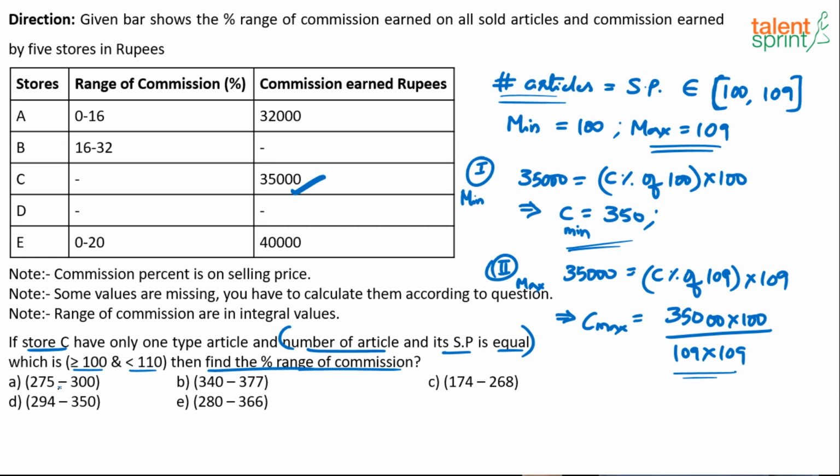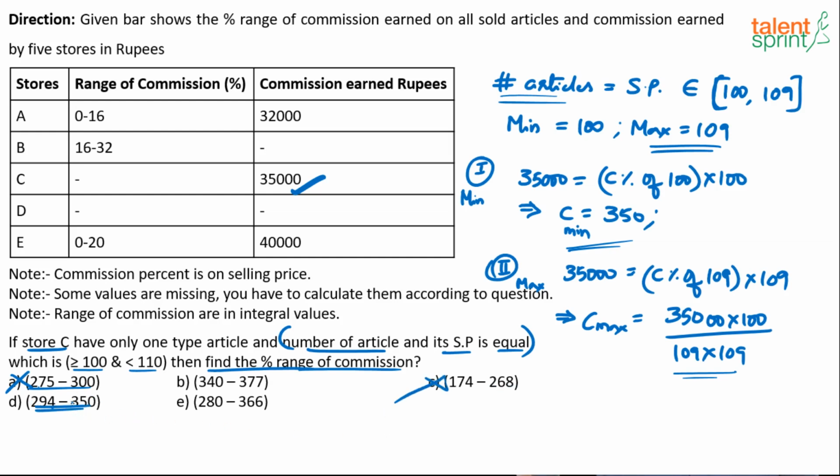Now of course if you look at the options, option A gets eliminated. By the way, we could have stopped there itself. We don't have to do the next step here, because option A anyway gets eliminated. We know that in the minimum case, when there are 100 articles, the commission is 350%. Now 350% is not there in the first range. It is of course there in the second range, but that should be one of the extreme values here, right? So it's not there in 342, 377. Here it is of course not there.